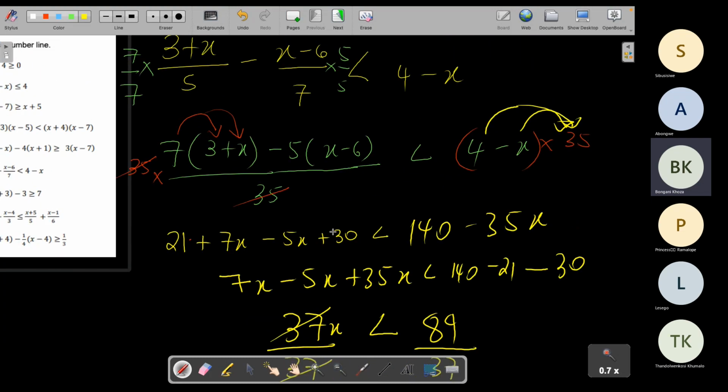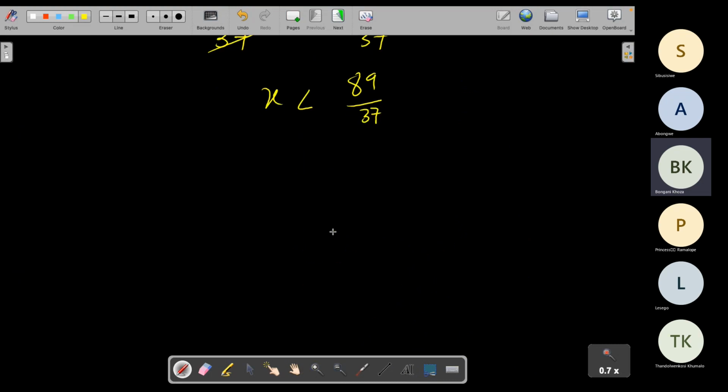So we'll use 89 over 37. Change it to decimal. What do you get? It's 2.41. All right, it's fine. So that means we need to check that the x values have to be less than that number. So what's a number that's less than 2.41?